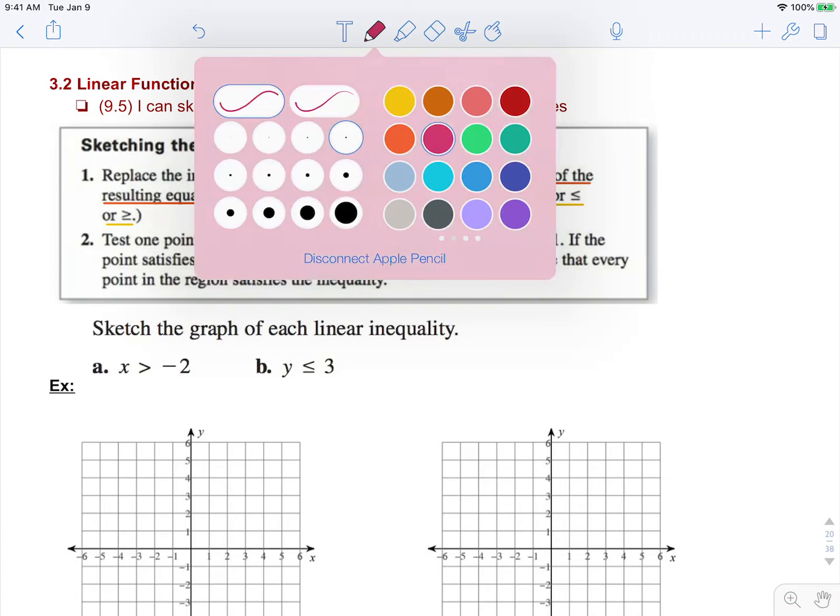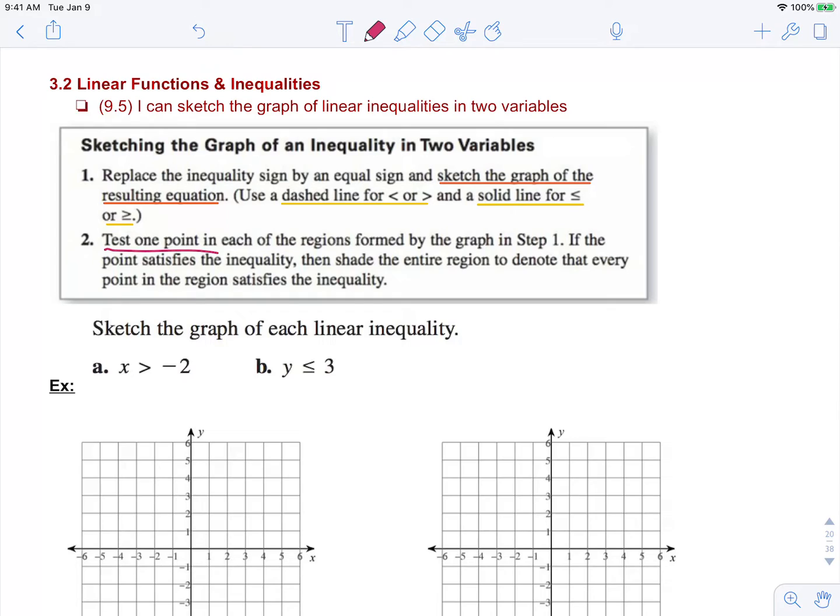Then you can test a point in each of the regions formed by the graph in step 1. If the point satisfies the inequality, then you shade that region. So let's try some examples below.